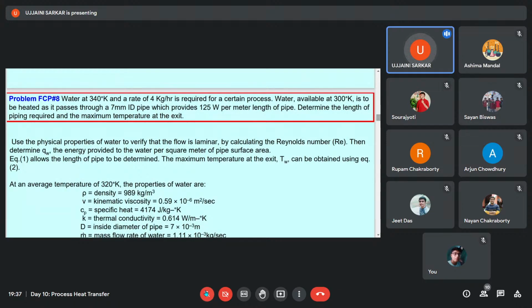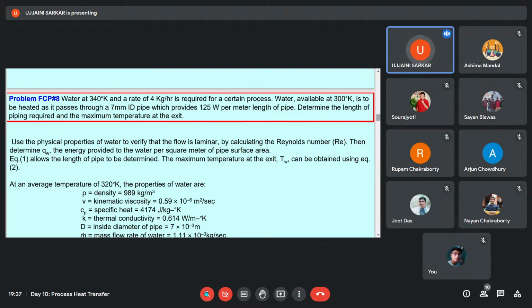So this problem is actually same problem. Only thing is, instead of water flow rate in terms of velocity, here it is given as mass flow rate. So if you know the density of water at 340 Kelvin, water is required for a certain process at 340 and water is available at 300. So you have to raise it to 340.